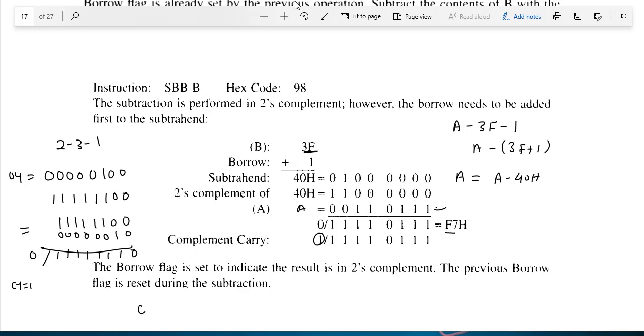So when we take 2's complement, it will be 0, 1, 0, 0. So it will equal to 2. It means the number result is minus 2. This is a magnitude, that is 2, and because the carry flag equal to 1, it means the number is minus 2. We can see here 2 minus 4 equal to minus 2. Okay.